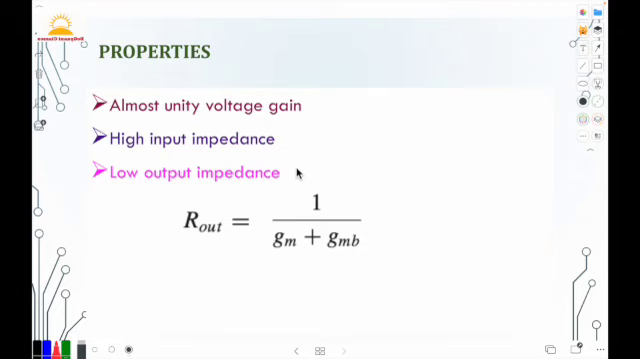So we have seen that the common drain amplifier has almost unity voltage gain. It has high input impedance. Why? Because input is given at the gate terminal. Its output impedance is very low, given by 1 upon gm plus gmb. Here you should note a very interesting point: the body effect decreases the output resistance of the source follower. So this is all about the basics of the common drain amplifier, or the source follower.